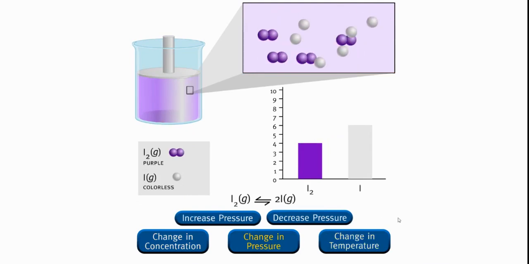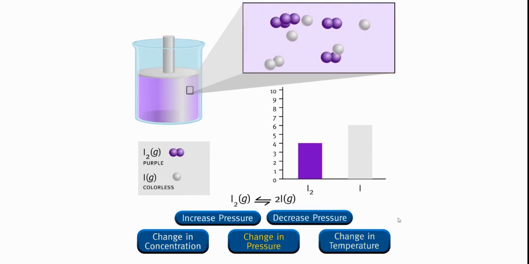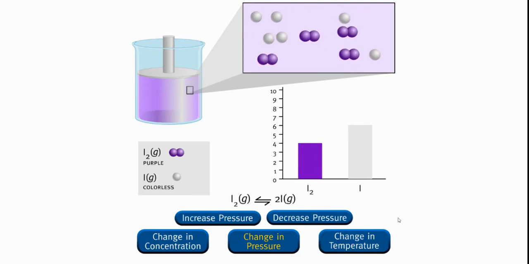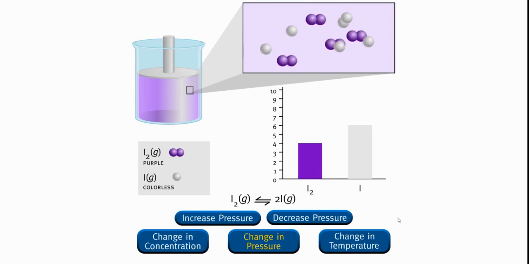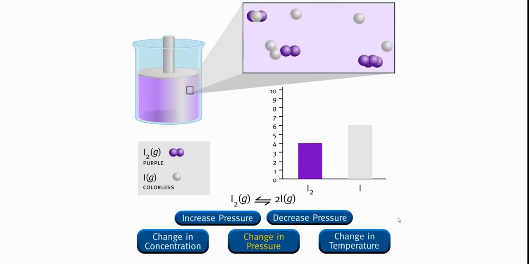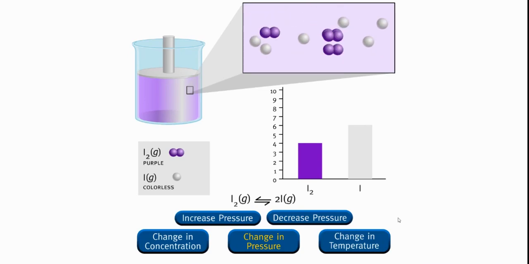Consider the equilibrium between iodine gas molecules, I2, and iodine atoms at high temperature. Iodine molecules in the gas phase are a purple color, and iodine atoms are colorless. Under the given reaction conditions, the ratio of I2 molecules to iodine atoms is 2 to 3 at equilibrium, as shown in the microscopic view. Let's stress this system by changing the pressure. Click on one of the pressure buttons.